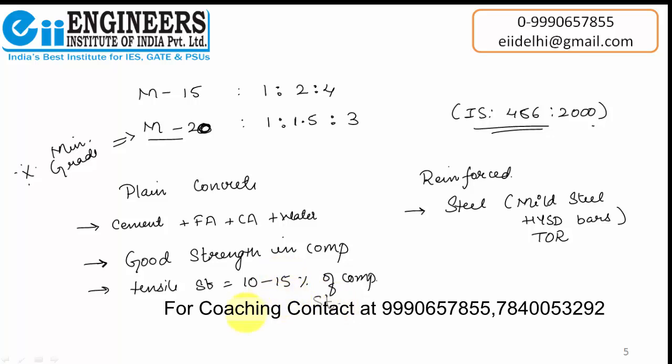So what do we do in our structure? Whenever tensile stresses are coming on our structure, what do we do? That's why we go for reinforced concrete. We use mild steel bars because steel is very good in tension. That is why we use steel bars in all the places wherever the tension is coming in the structure.